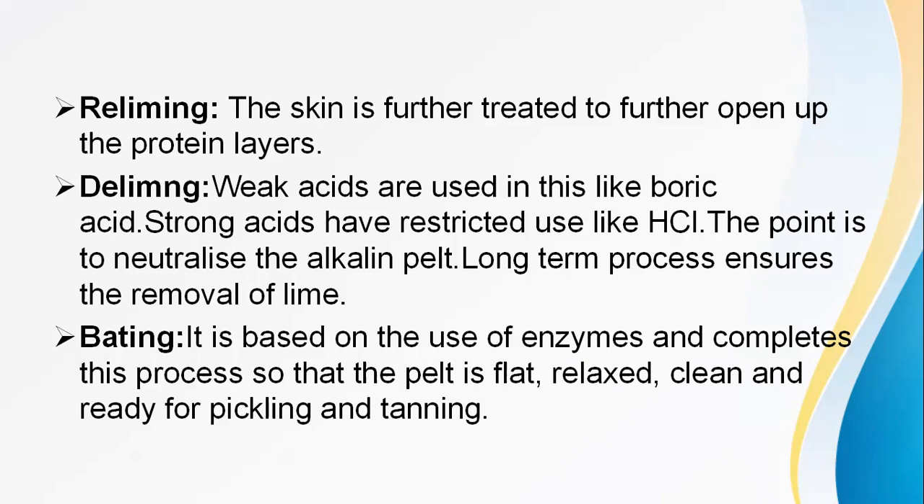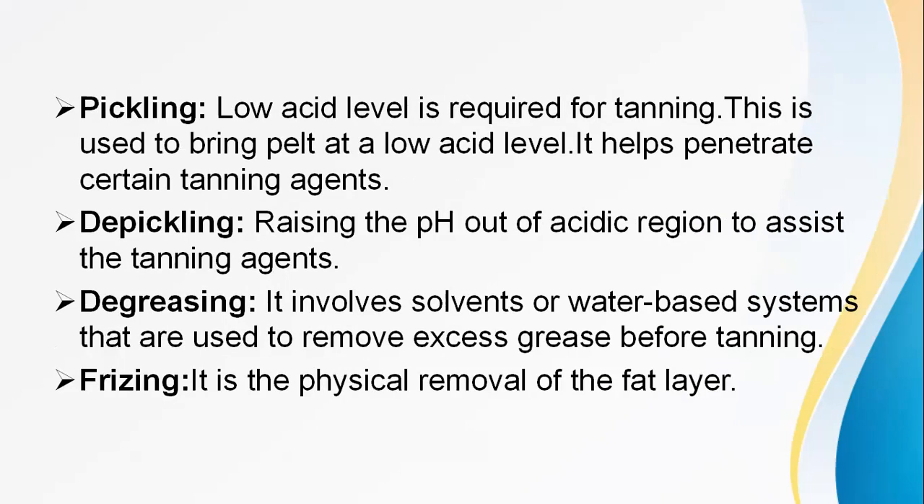Moving towards the next slide to discuss more about the preparatory stages. Pickling, a low acid level is required for tanning. The acidity level is lowered. This is used to bring the pelt to a low acid level. Pickling is mainly done to reduce the acidity. It helps penetrate certain tanning agents. Depickling, the reverse of it, raises the pH out of the acidic region to assist the tanning agents. We use different types of tanning agents in this process, so we raise the pH out of the acidic region to assist them.